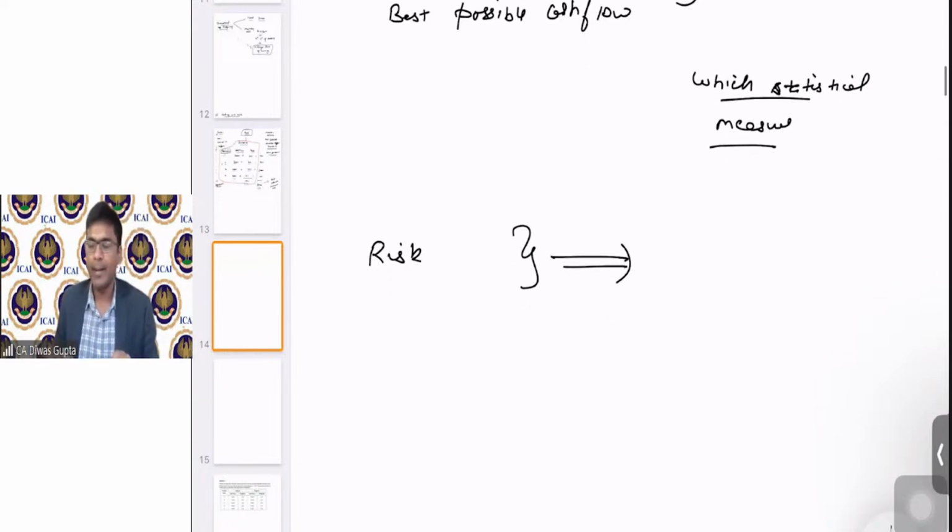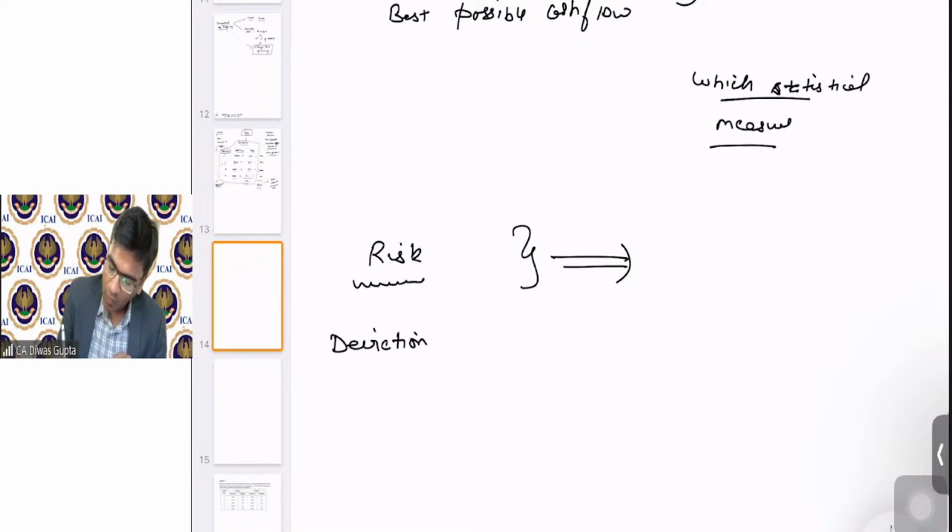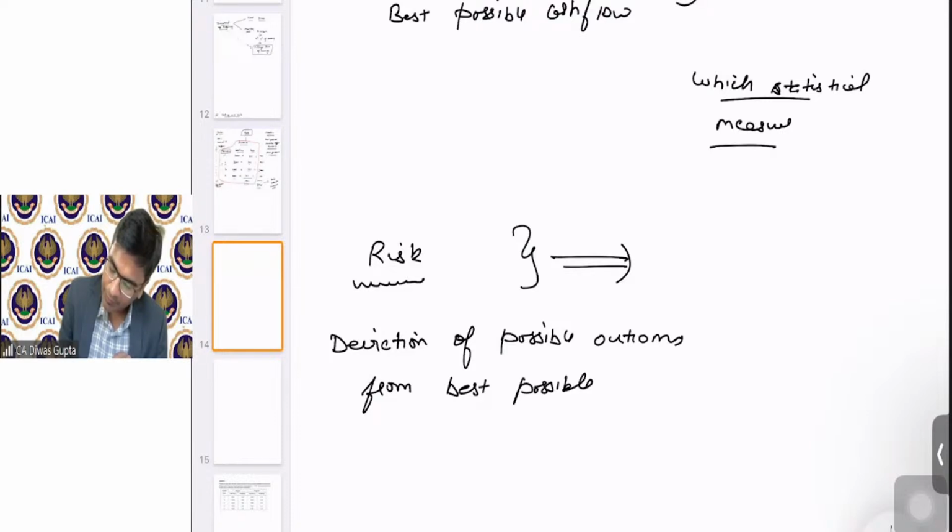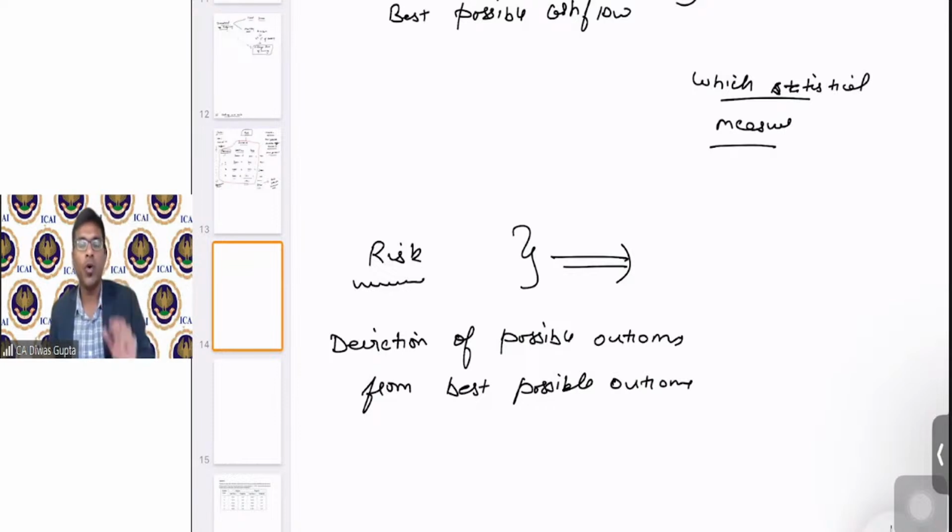So before we go to that, let us first try to define risk. Risk is what? Risk is deviation of possible outcomes from best possible outcome. This is very plain language I'm writing just for all of your understanding.